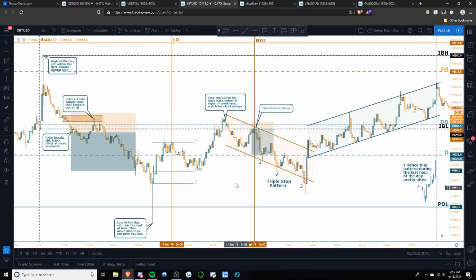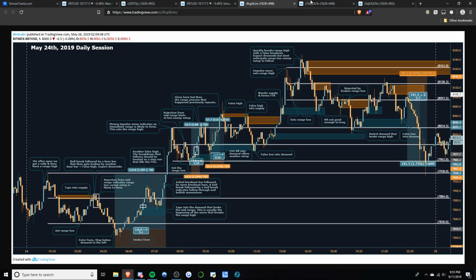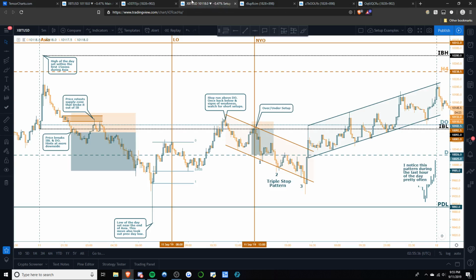And you can see here on the screen I have one that I just did. This is yesterday's price action. Not too complex. It's pretty simple. I also have a few examples here of some other possible ways you can do it.